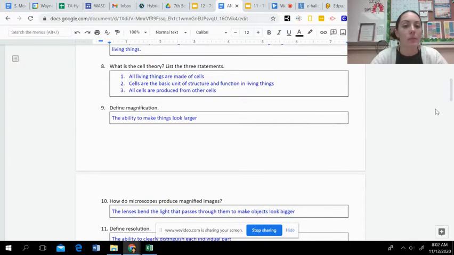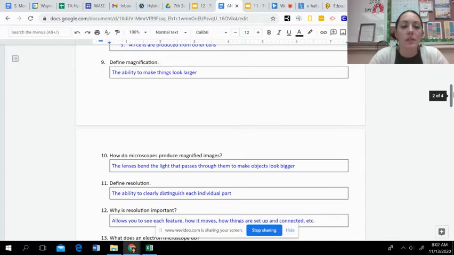You guys want to try to remember what these 3 statements are for the cell theory. It will be on your quiz. So that is all living things are made of cells. So you, me, animals, plants, anything that's living is made up of cells. We also understand that cells are the basic unit of structure and function in living things. So that's what we start with. And then they combine and build, and that's when we get our tissues and organ systems and so on. And then the other statement is all cells are produced from other cells.